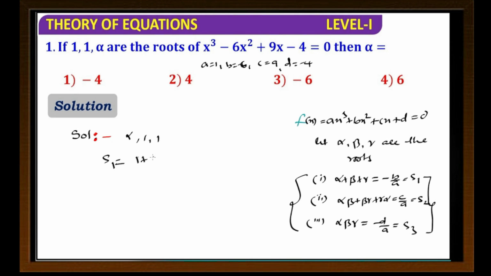So 1 plus 1 plus alpha equals minus b by a, that is minus of minus 6 by 1. So 1 plus 1 is 2, so 2 plus alpha equals plus 6, therefore alpha equals 6 minus 2, and what about 6 minus 2? 4. Therefore our alpha is 4. So second option.